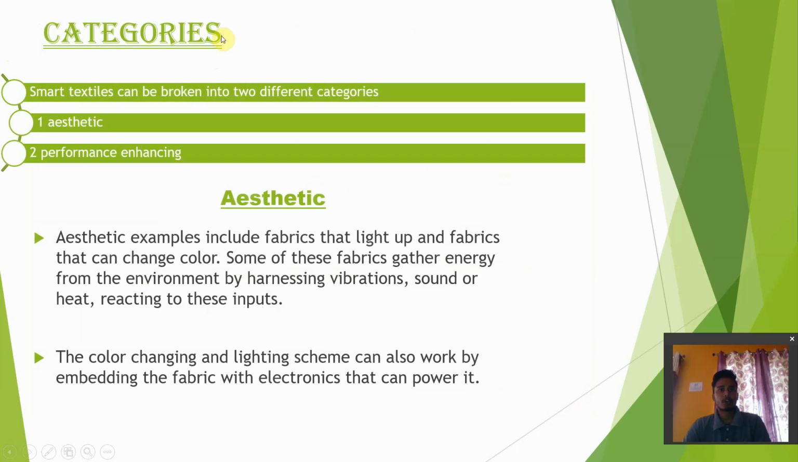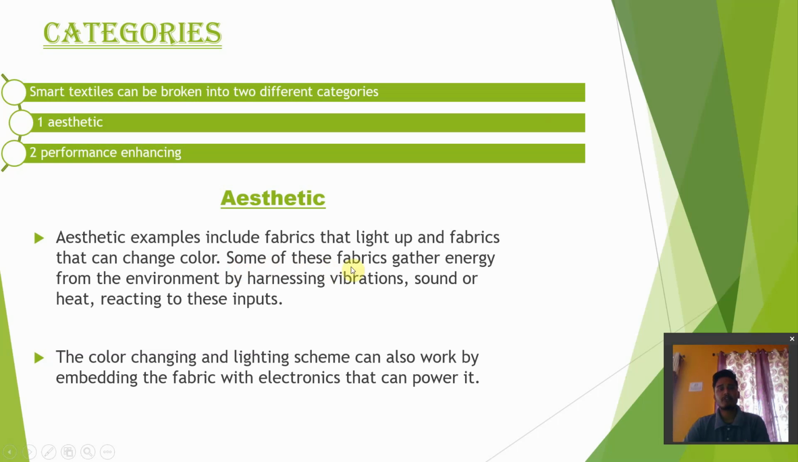So now let's talk about its categories. Smart textiles can be broken down into two categories: aesthetic and performance enhancing. First of all, let's talk about the aesthetic. Aesthetic fabrics are the ones which can change their light, and fabrics that can change color.